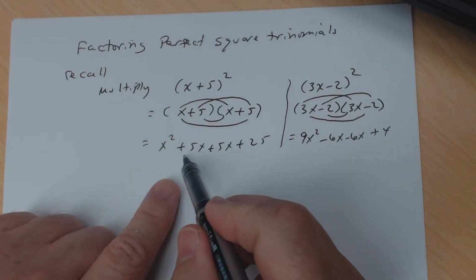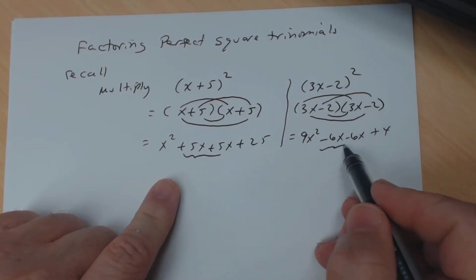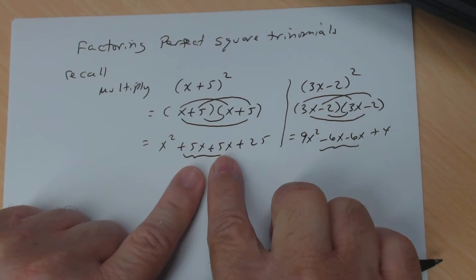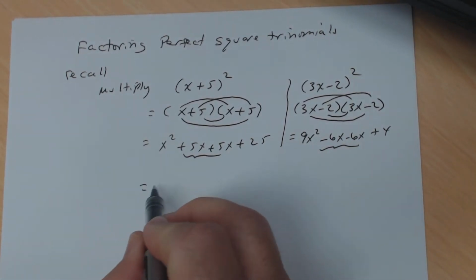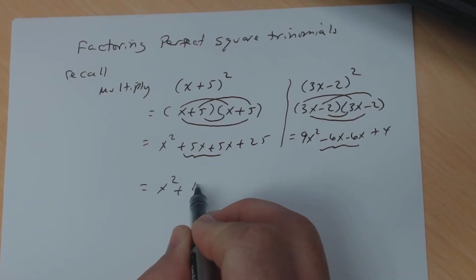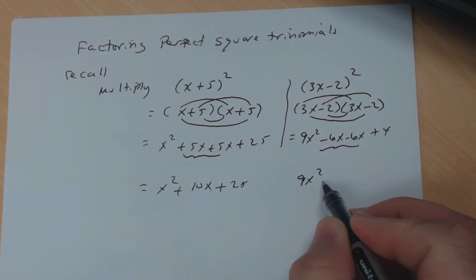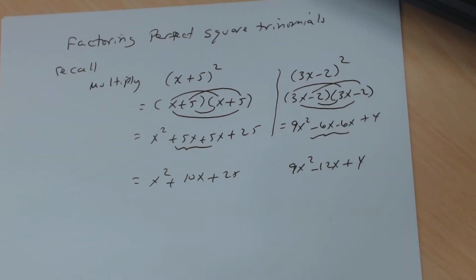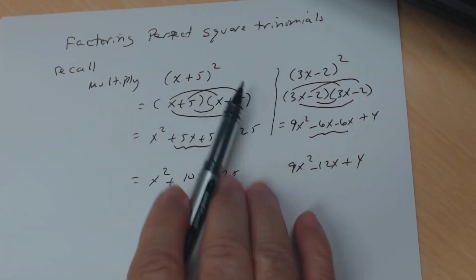What I was saying, though, is that no matter what binomial is being squared, notice the outer and inner. In every case, the outer and the inner are the same. So I'm going to get x squared plus 10x plus 25. Here I'm going to get 9x squared minus 12x plus 4. Okay? So that was a review from last semester.